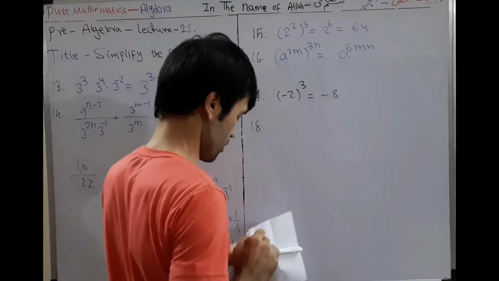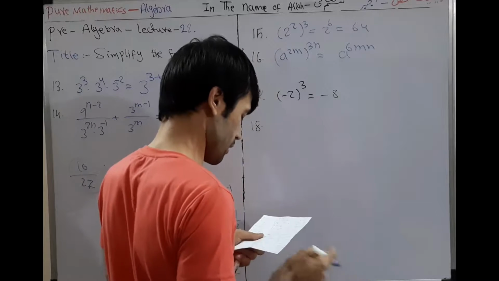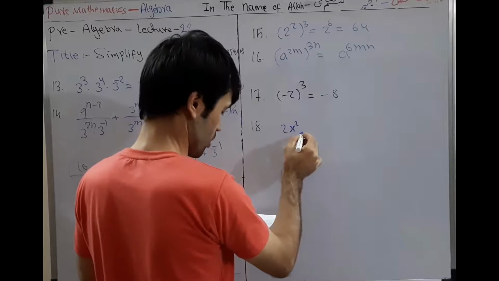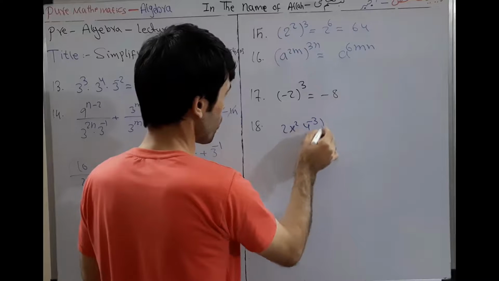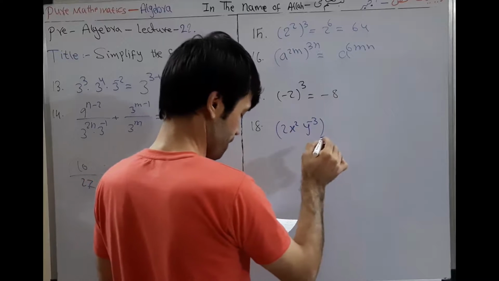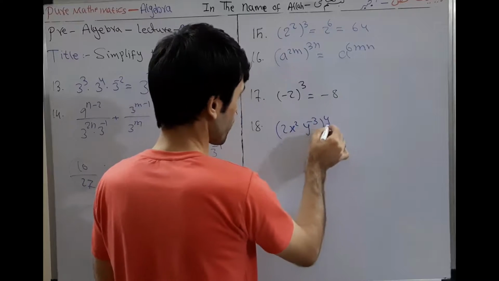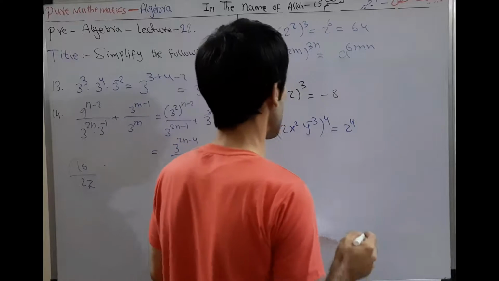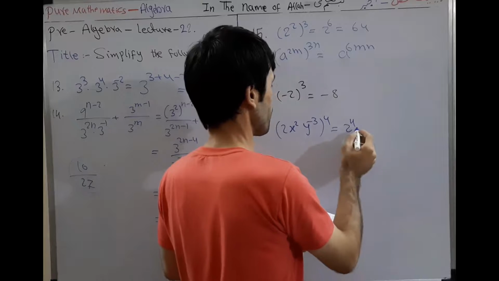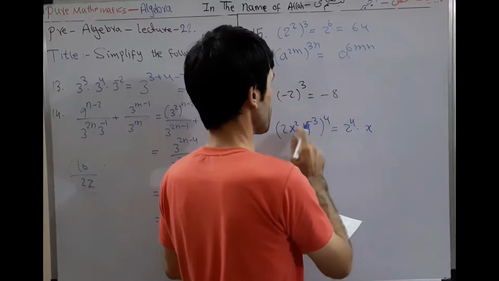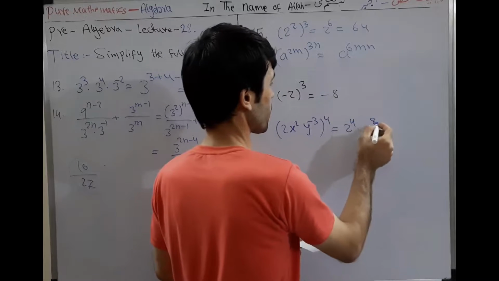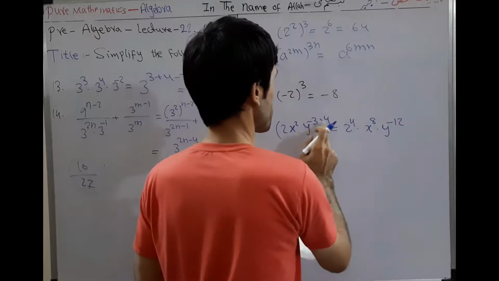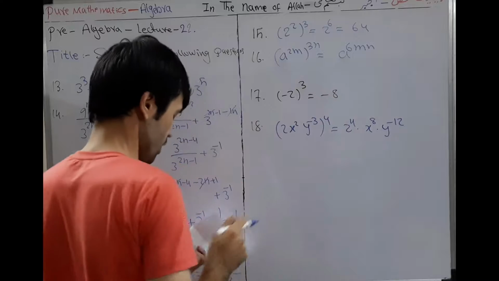Question 18. (2x square into y to the power minus 3) whole to the power 4. It is equal to 2 to the power 4 into x to the power 2 multiplied by 4, 8, into y to the power minus 3 multiplied by 4, minus 12.